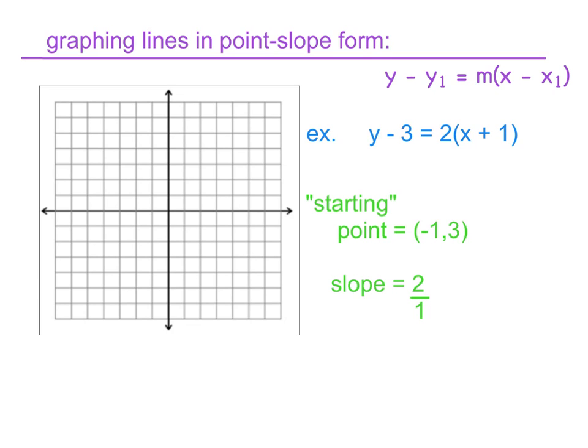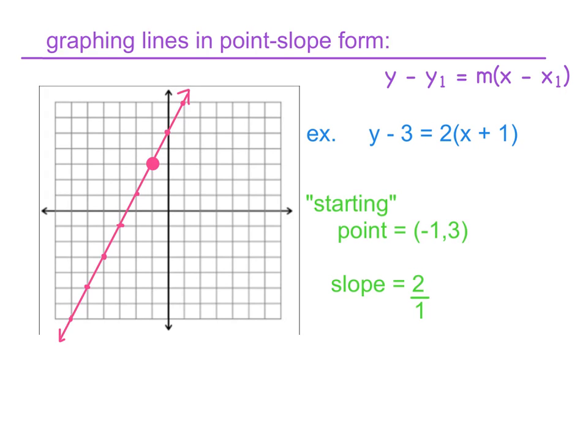Okay, so no matter how you think through this, we come up with this point, negative 1, 3. So again, it's not necessarily on the y-axis anymore. This is a shift left, right. And this is still going to get you your shift up, down. But we're adding this component in. So my starting point is negative 1, 3. And my slope is good old 2 over 1.